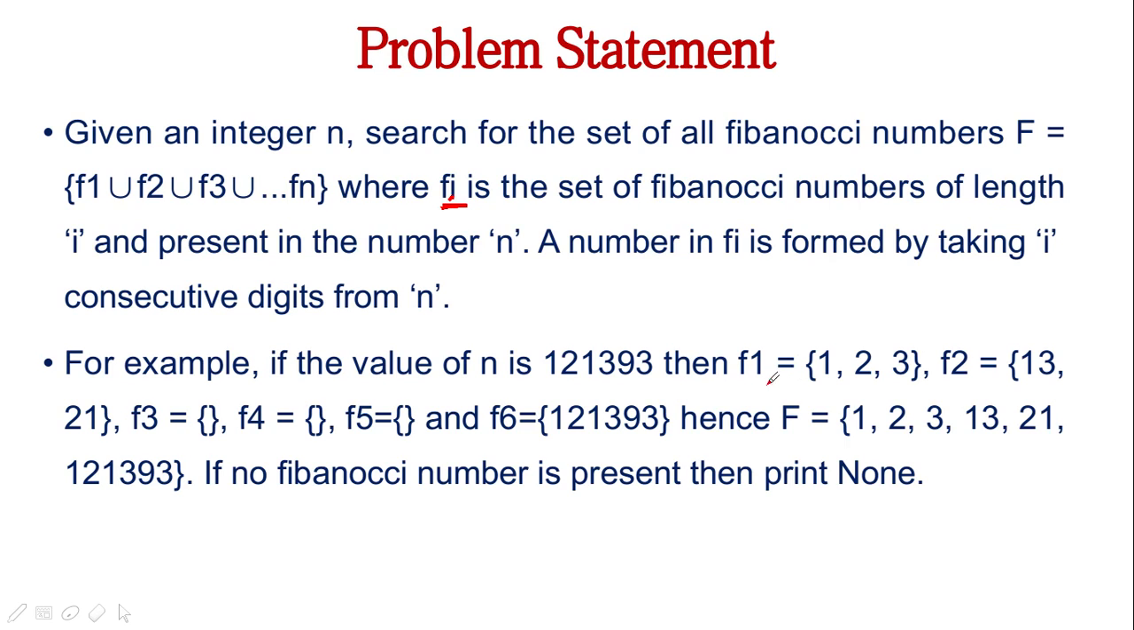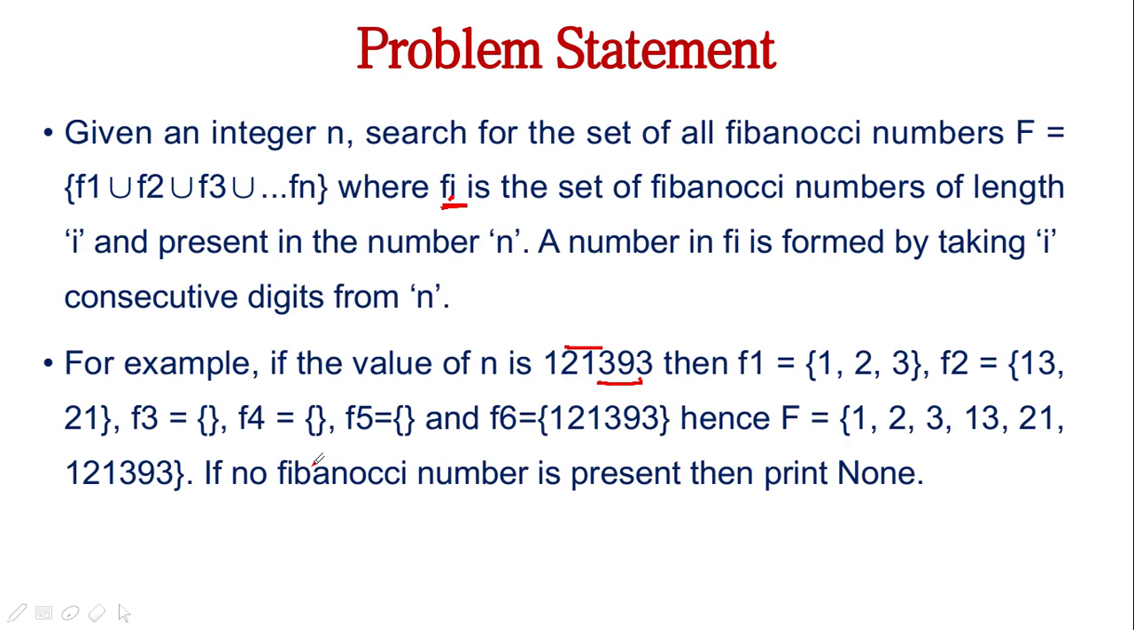So you will see that f1 is going to be, since it's a set, there won't be any duplicates, the 3 numbers 1, 2, 3 which are in the Fibonacci sequence. Similarly, when you say f2, 2-digit numbers, everything has to be considered. So 13 and then 21. Okay, 13 is here, 21 is here, right? They are in the Fibonacci sequence.